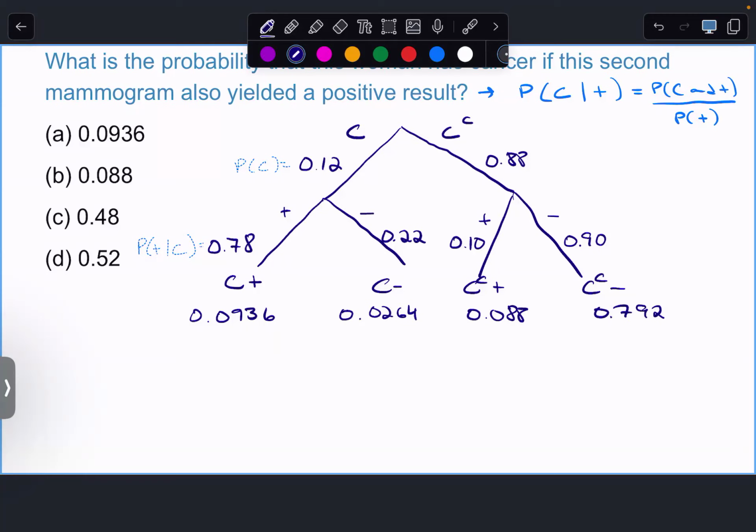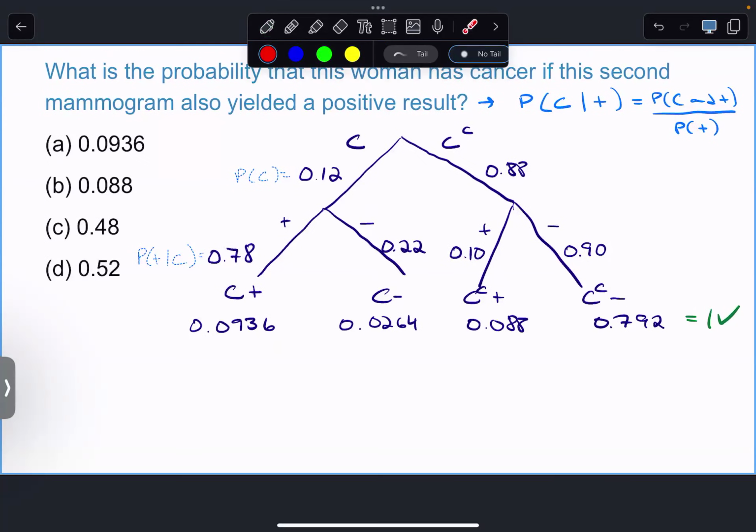I can't resist. Let's add them up. It just feels so good when they equal 1. 0.0264 plus 0.0936. And also I want to catch any problems, right? If they don't add to 1, I have to adjust my numbers. Something went wrong. Usually you're just missing a 0 somewhere, or added a 0 somewhere, right? So this is a nice double check to have.